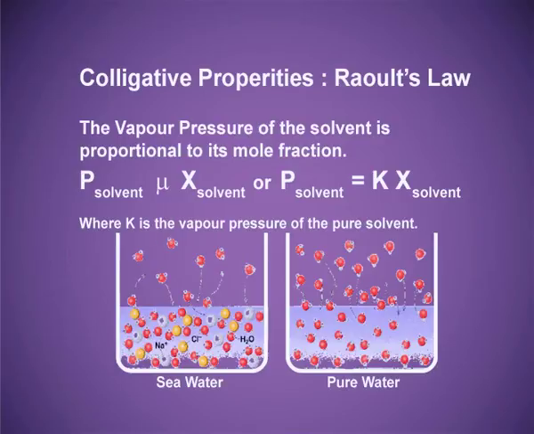In figure B, we have pure water. There is no salt. So, on the surface, we totally have water molecules and they get greater chance to escape and convert into water vapor. Now you can compare the two figures and understand that there will be a lowering in the vapor pressure when a non-volatile solute is mixed.